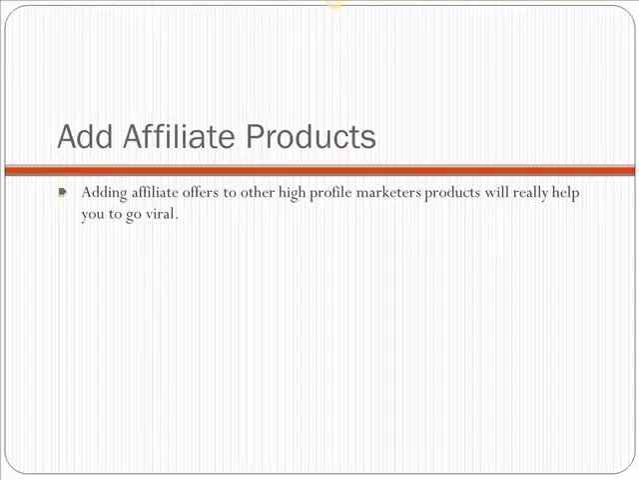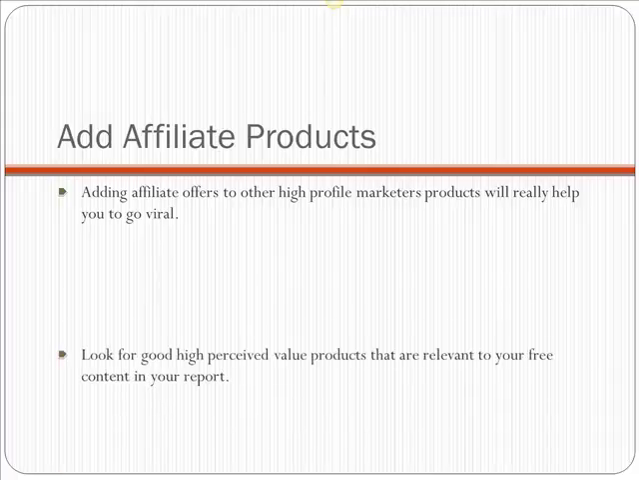Add affiliate products. Adding affiliate offers to other high-profile marketers' products will really help you go viral here. So what we're going to be talking about a little bit later in the presentation is how to get other people to send your viral report out. One of the good ways to do this is to add offers to other people, because you can use that as leverage. So you find some really good relevant products from other high profile marketers. The more high profile the better, because you're going to be going after them to market this product for you. But that's going to really help this go viral, and you'll see how that happens in a minute.